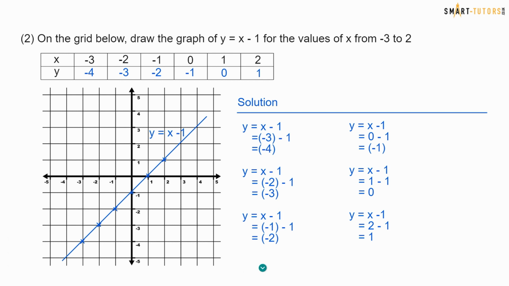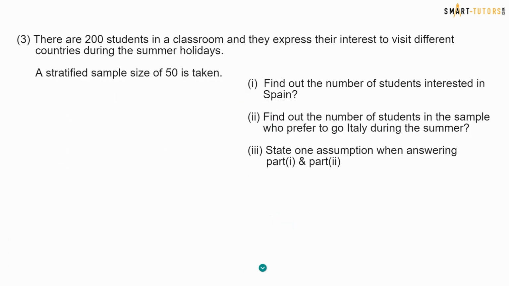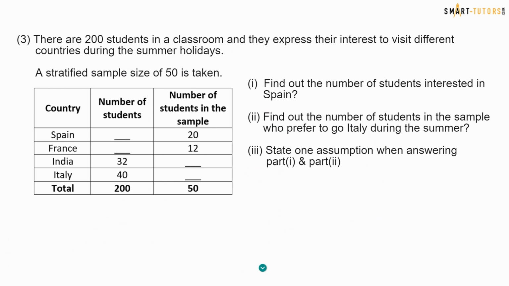Let's go to question number 3. There are 200 students in a classroom and they express their interest in visiting different countries during the summer holidays. A stratified sample size of 50 is taken. The table is given: Spain, France, India, Italy, the number of students, 200 in total, and the number of students in the sample out of 50, with a couple of blanks there. You need to fill in the blanks.